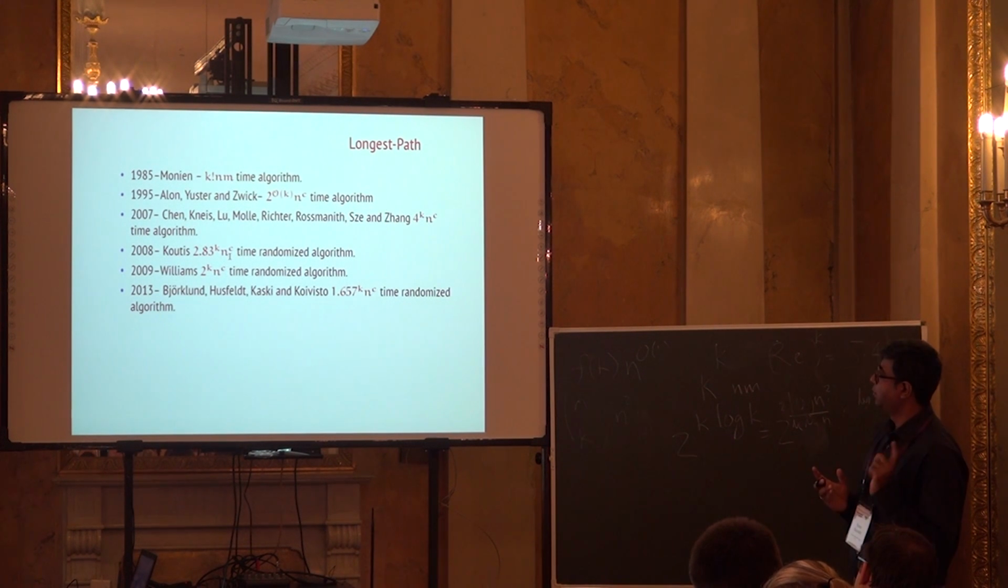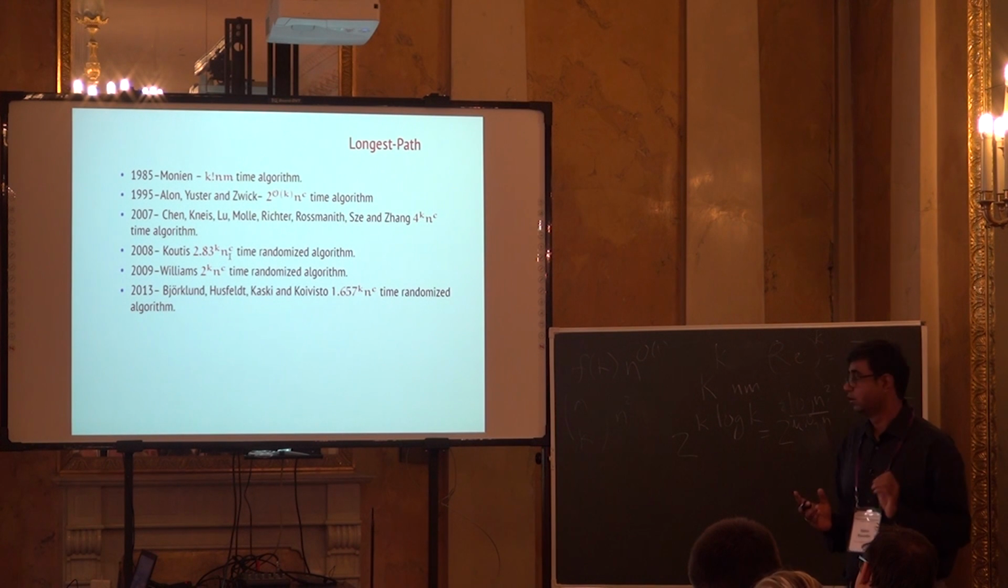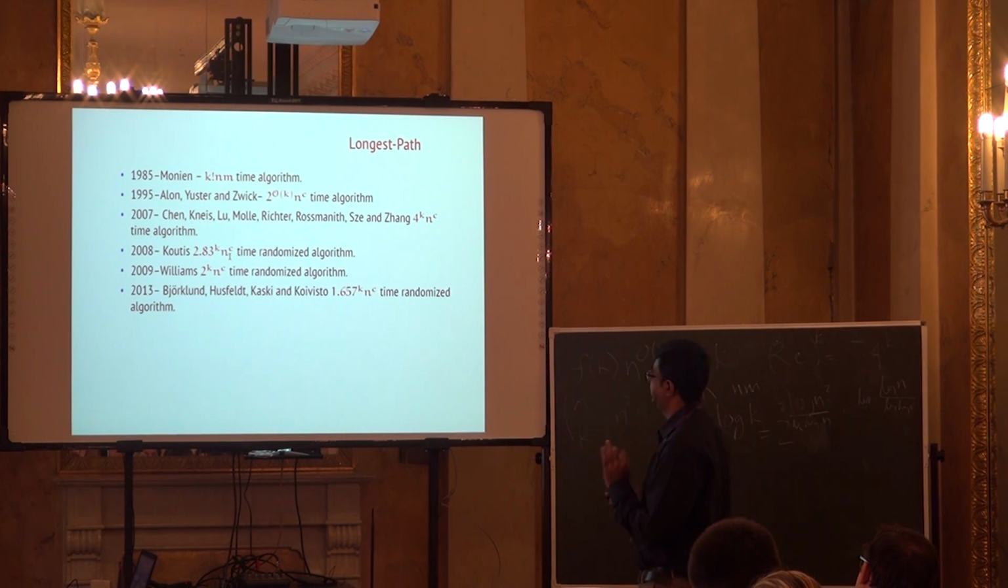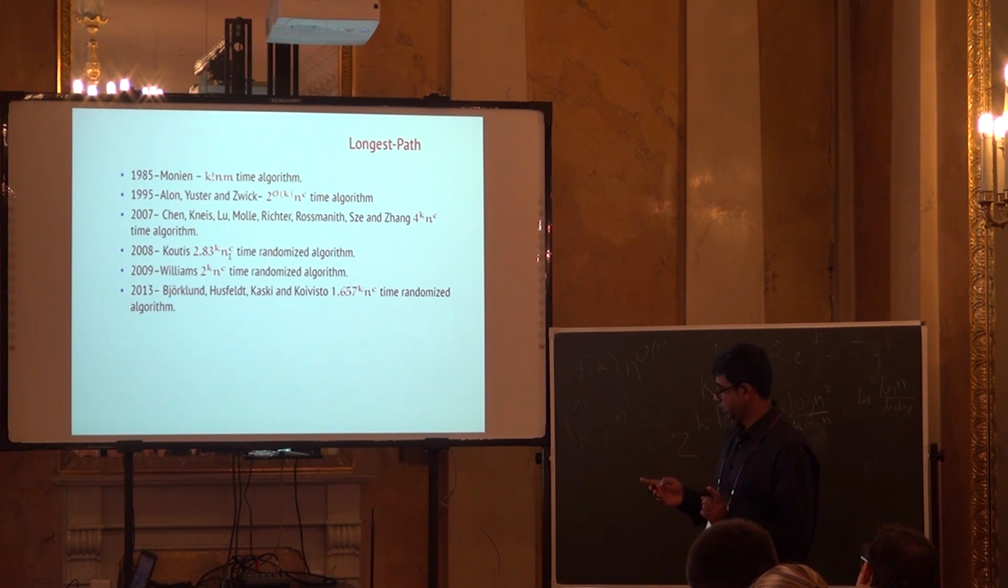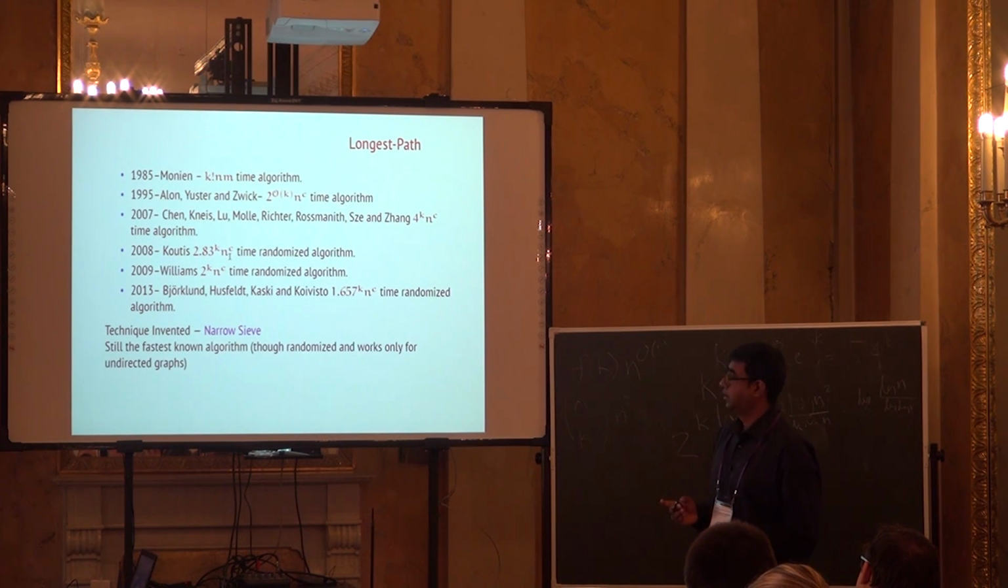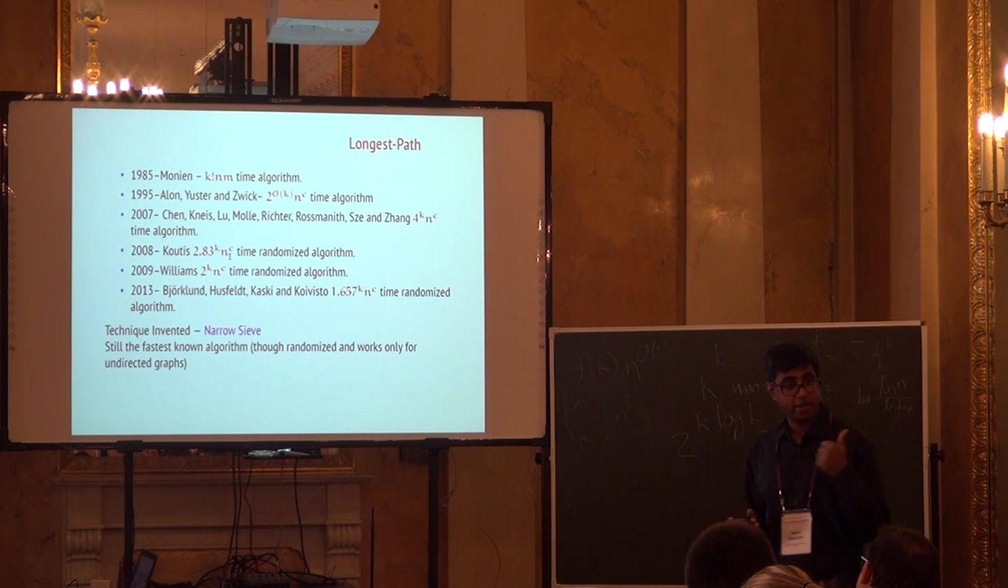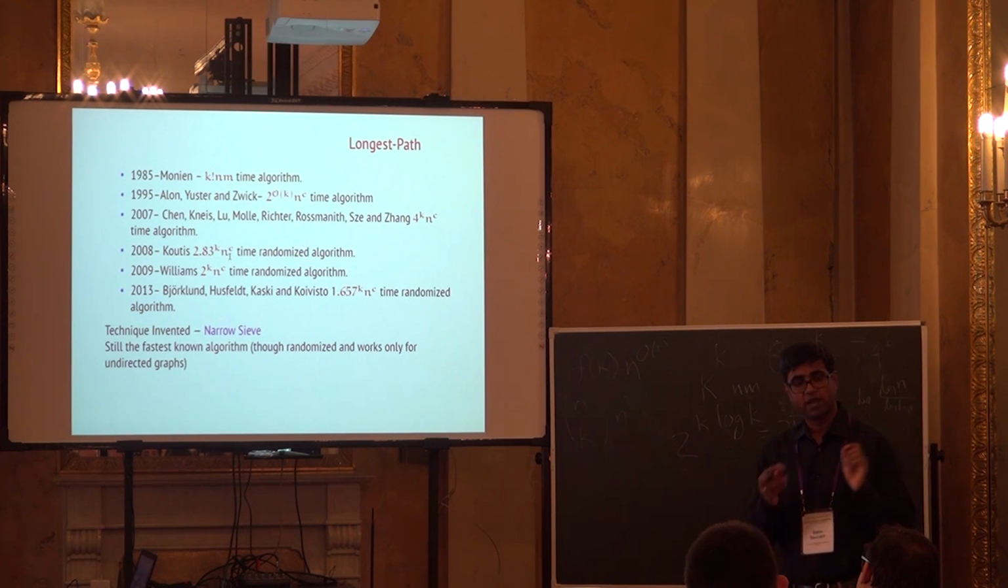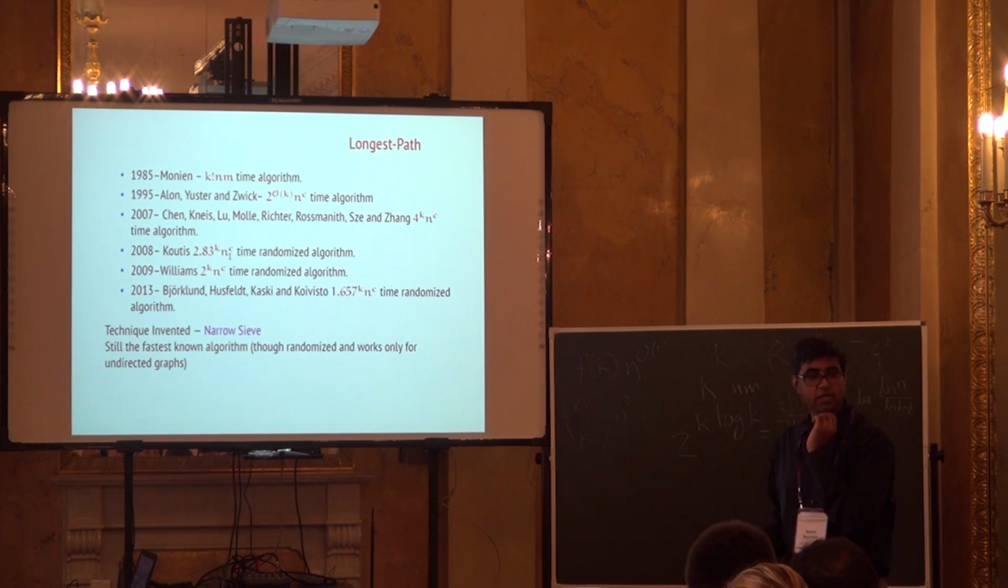But in 2013, Bjorklund, Husfeldt, Kaski, and Koivisto came up with an algorithm whose running time is 1.657 to the power k, still randomized. And this happens to be the fastest known algorithm, and the technique which was invented is called narrow sieve. We will spend a whole lecture on this. This is still the fastest known algorithm, though randomized, and it works only for undirected graphs. If the input is a directed graph and I ask you to find a path of length k, all other algorithms work up till 2009, except this one. This algorithm works only for undirected graphs.